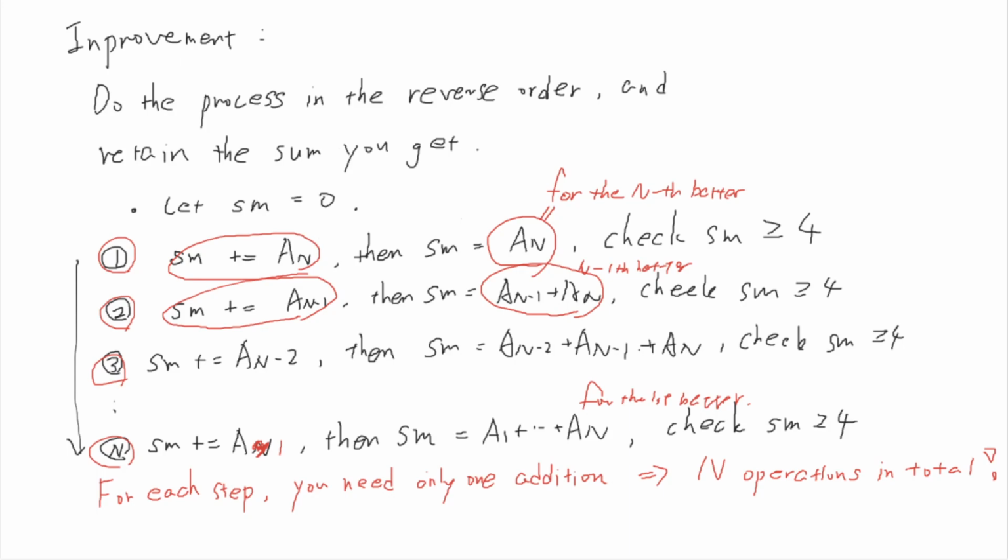It's a very good improvement over the previous case, whose time complexity is n squared. So I recommend you to write this code rather than the previous algorithm.